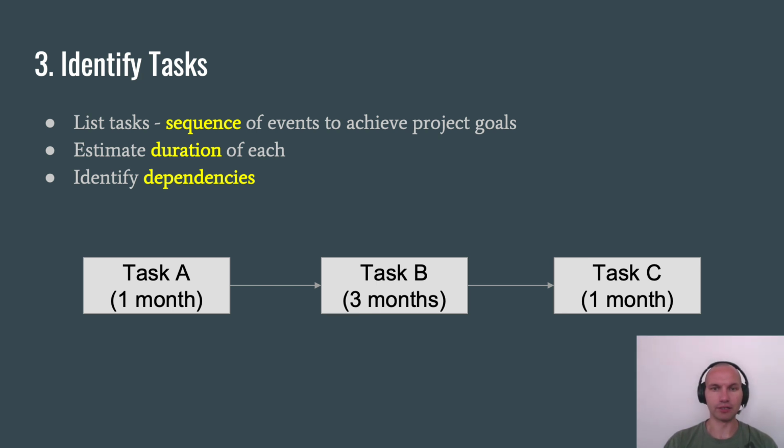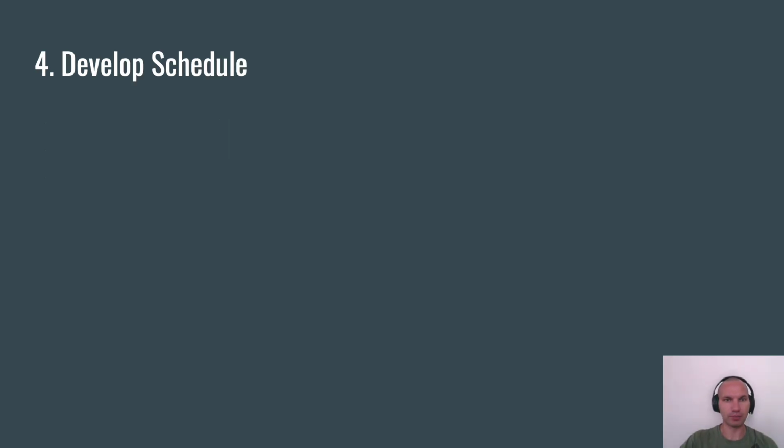So now that you have estimated the duration of each task and you have sequenced them, you can move on to the next step of developing a schedule. And this is where you come up with the big picture. You've listed all the tasks, you identified what needs to go first, second, and third. Well, how is it going to look on a big timeline?